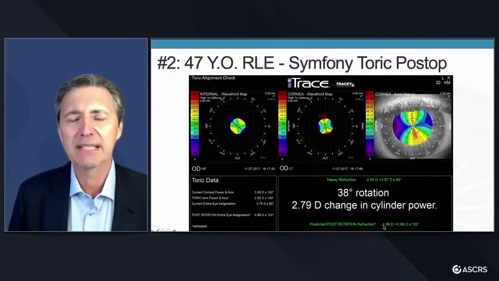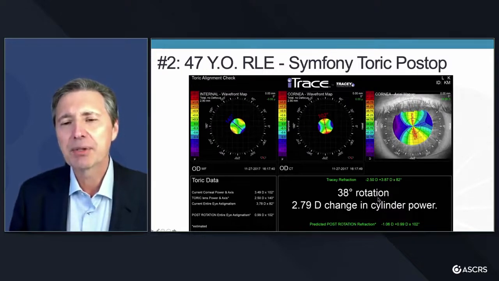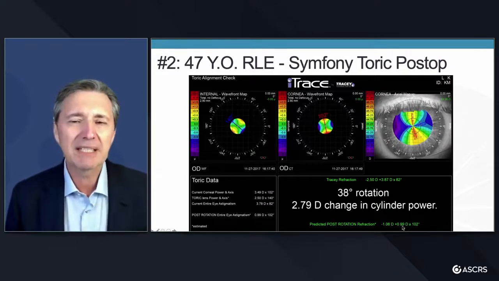I want to show you a different case. This is a patient with a Symphony toric. Again, a 38-degree rotation is required. You can see in green above that the astigmatism currently is at 3.87. And if this rotation was done, it would reduce the astigmatism by 2.79, and the predicted post-rotation refraction is 0.99 astigmatism vertically, which would be acceptable.